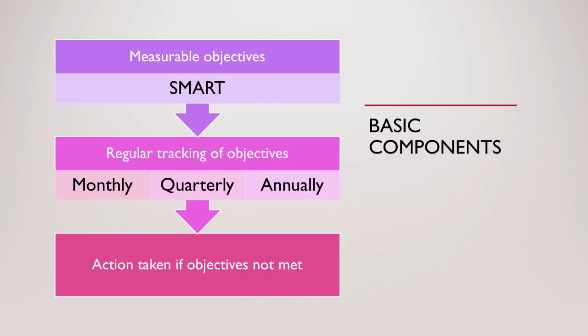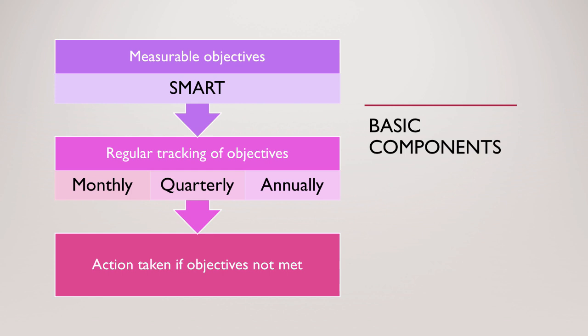As we move forward with implementing a performance management system within our organization, there are some basic components that we need to keep an eye on, and make sure they're well implemented and tracked. So we have measurable objectives. We want our agency to go somewhere, become something. We need measurable objectives, and you may have heard of SMART objectives, SMART goals. That falls under this measurable component.